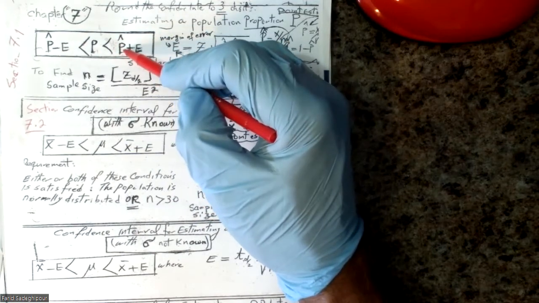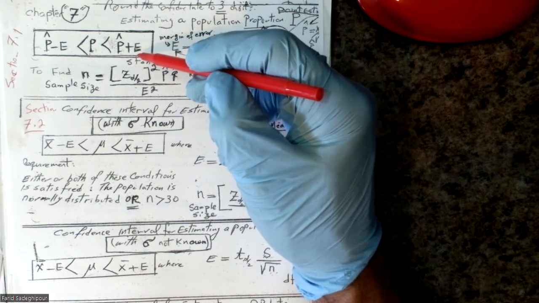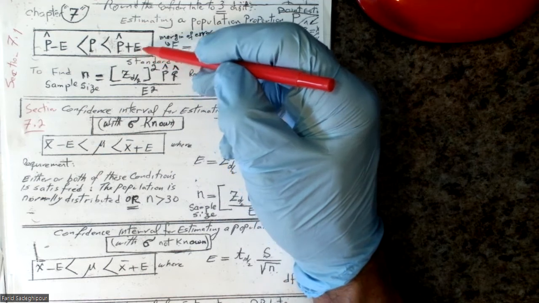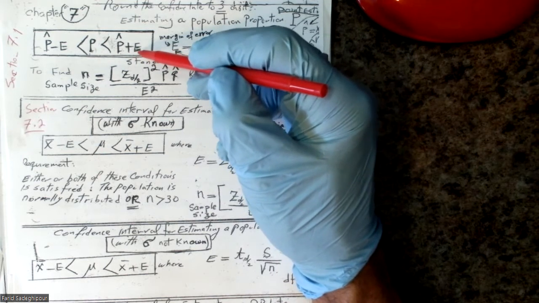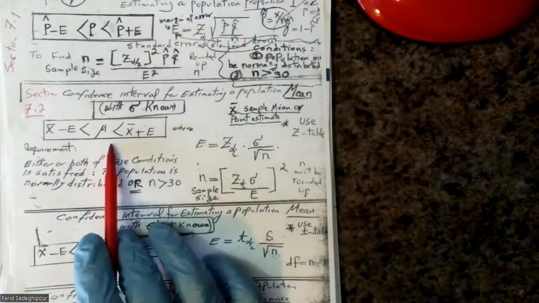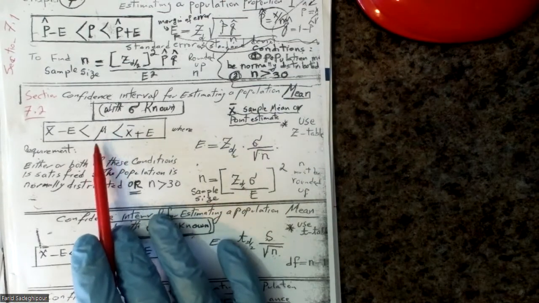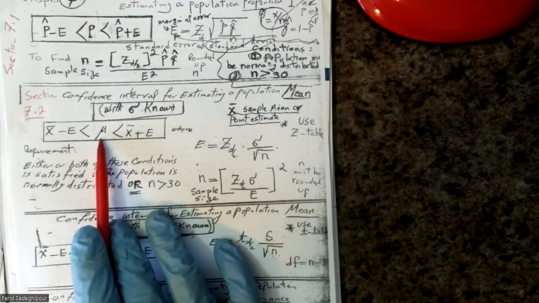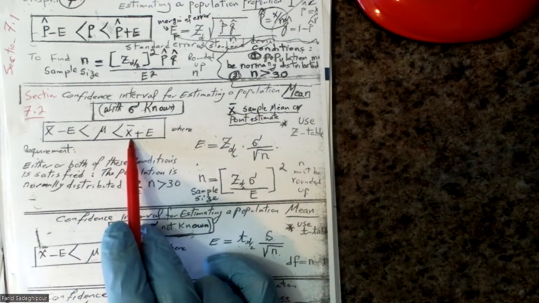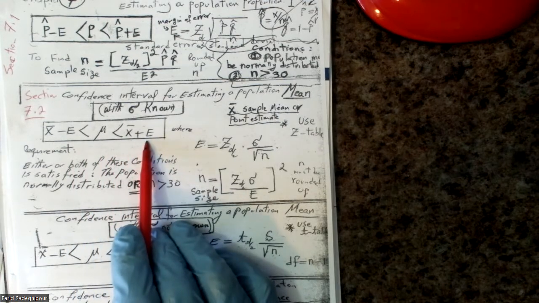P hat means the proportion of the sample plus the margin of error. So for instance, we say the proportion of the population is 45% plus or minus 2%. The plus or minus is the margin of error. Or let's say you want to calculate the mean of a population. You take a sample and calculate the mean of the sample, then plus or minus the margin of error.